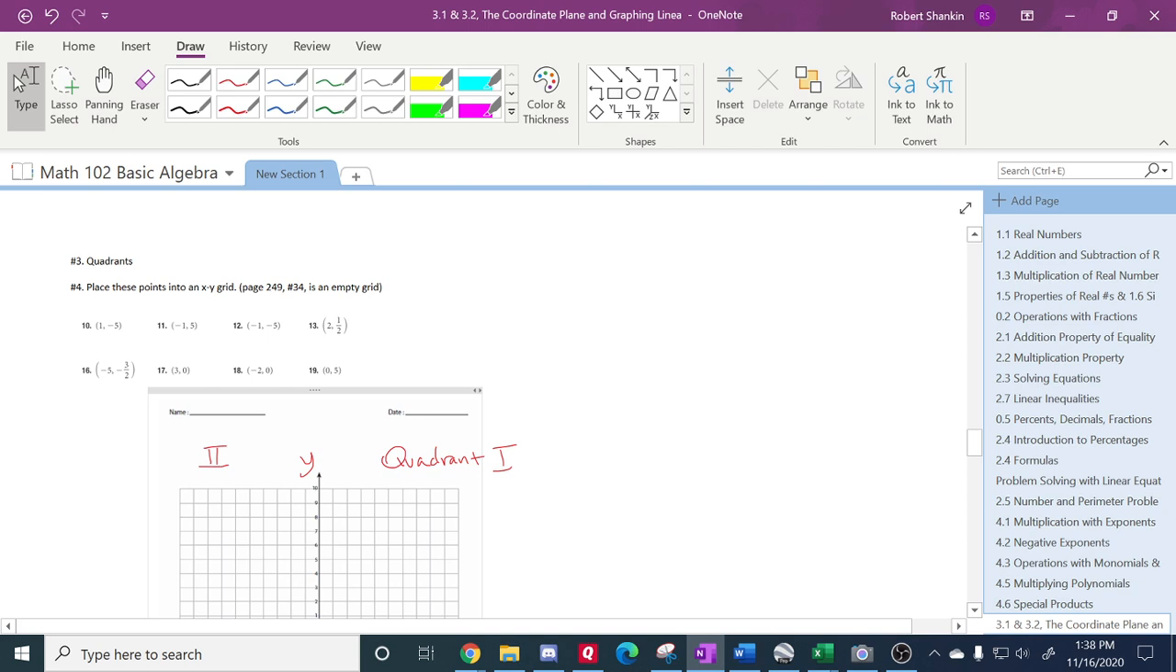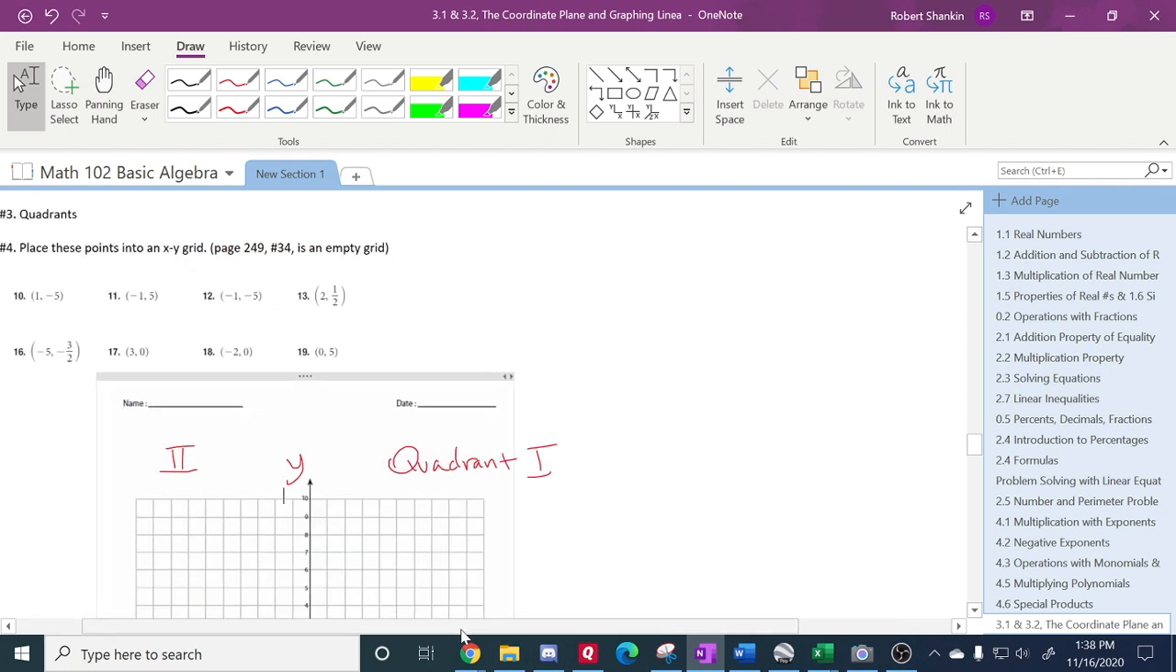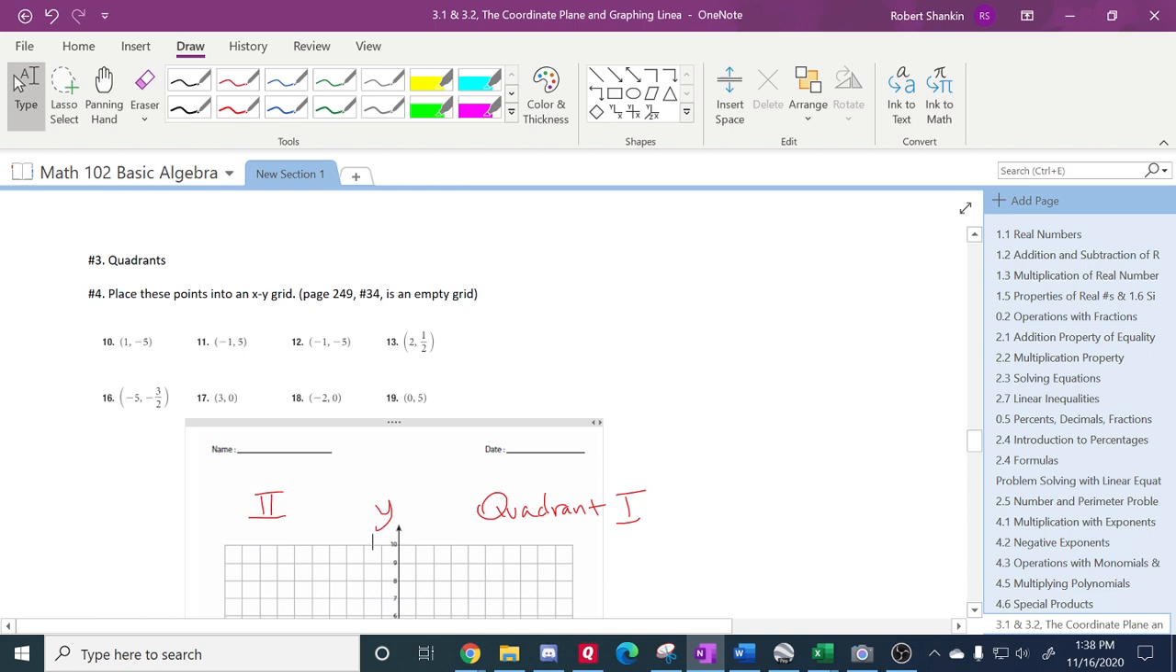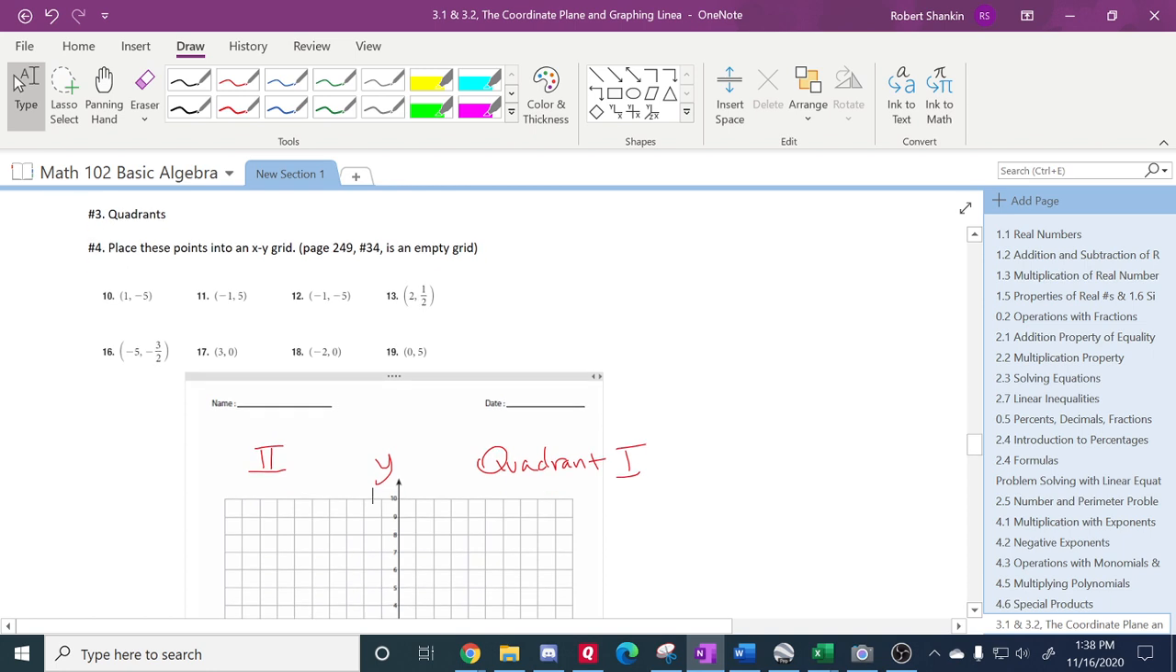And then place these points into an XY grid. Now I can do it right onto my screen. You all will be looking probably for an XY grid. You can draw one on a blank sheet of paper, but it's kind of nice to use one. If you've got your textbook, you might look on page 249, number 34.